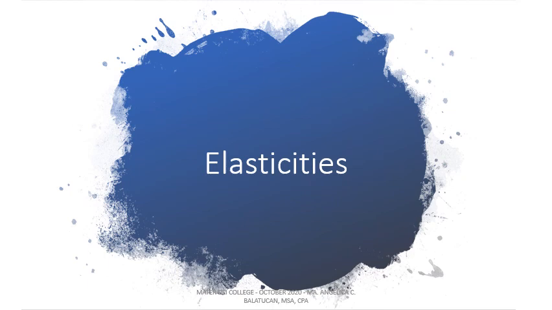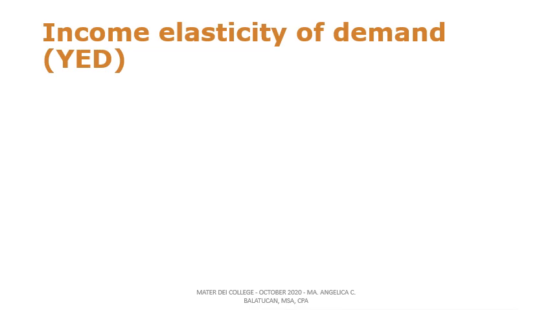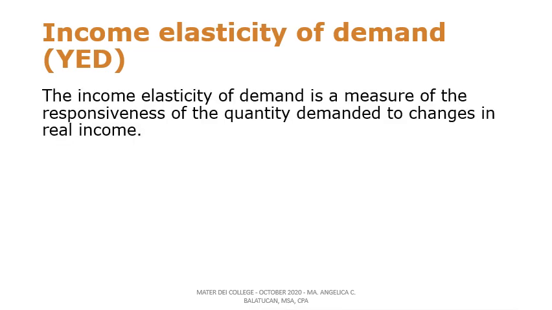Now we're back in our topic about elasticities. So this time we will proceed to the next type of elasticity. We have the income elasticity of demand. The income elasticity of demand is a measure of the responsiveness of the quantity demanded to changes in the real income. So in here, we are determining the extent of the reaction of the quantity demanded whenever there are increases or decreases in the real income.